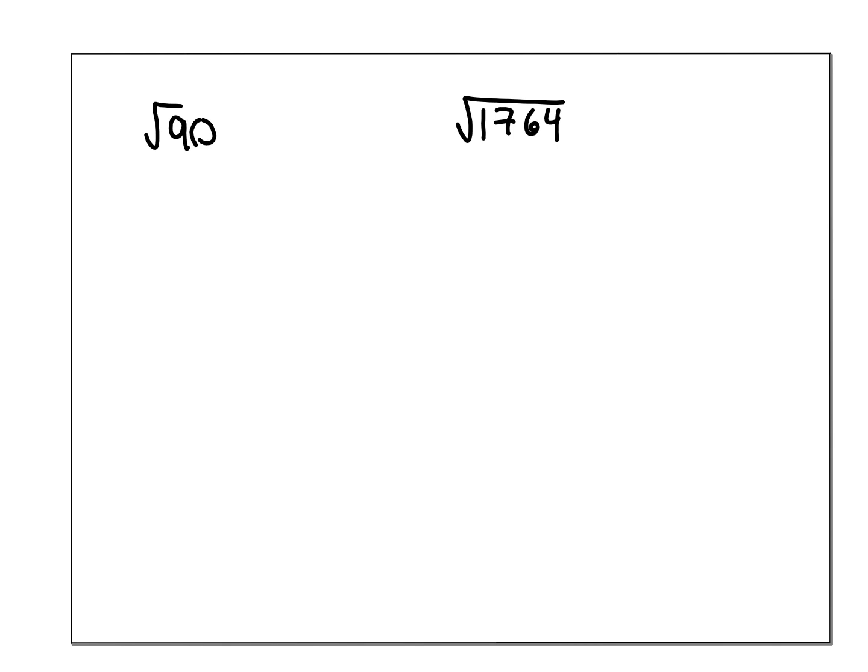Okay, this is a review on how to simplify radicals. So the first thing that we need to do is we need to break down 90. So we're going to break it down into a tree. So we got 9 times 10. That's 90. Now, 9 can be broken down to 3 times 3.